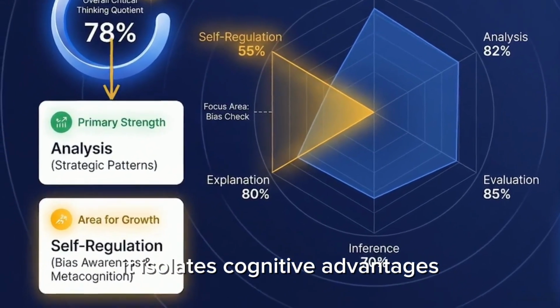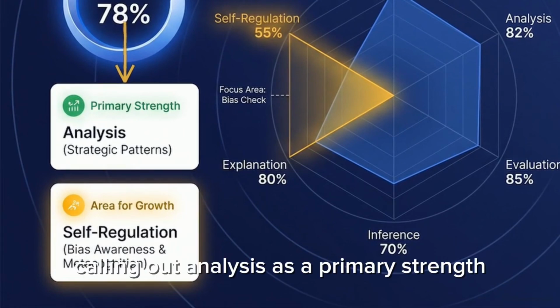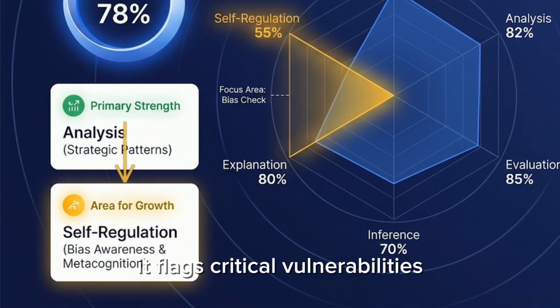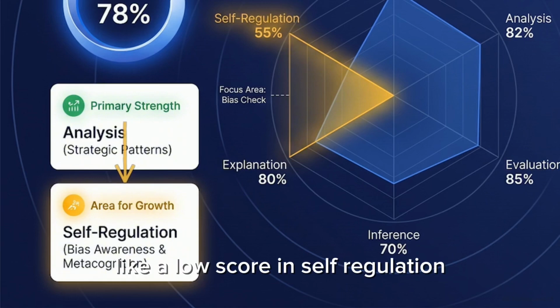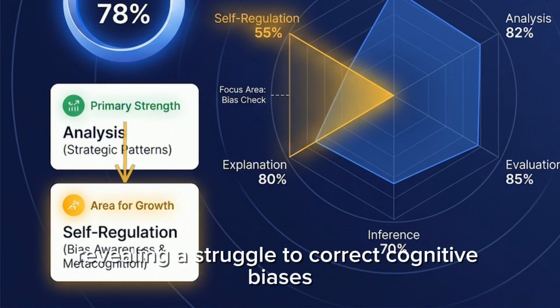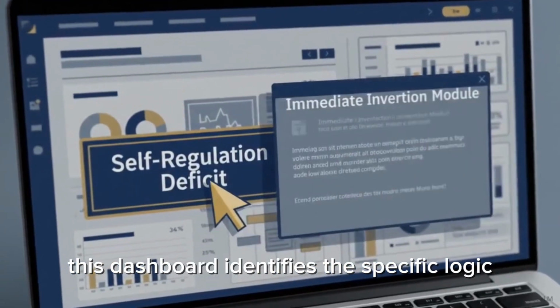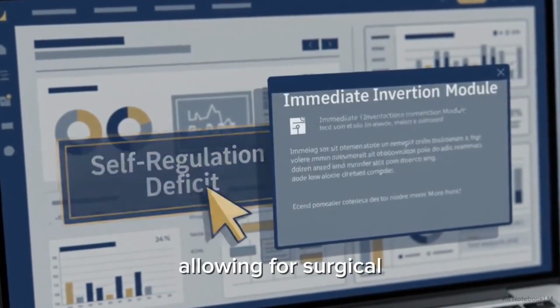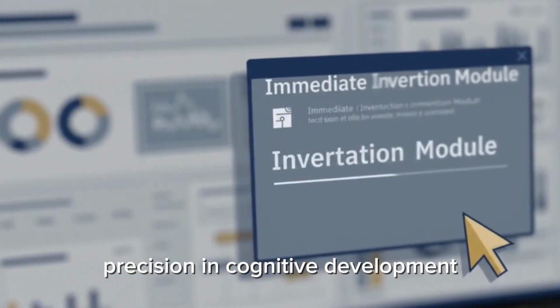It isolates cognitive advantages, calling out analysis as a primary strength. Simultaneously, it flags critical vulnerabilities, like a low score in self-regulation, revealing a struggle to correct cognitive biases. This dashboard identifies the specific logic leak that requires immediate intervention, allowing for surgical precision in cognitive development.